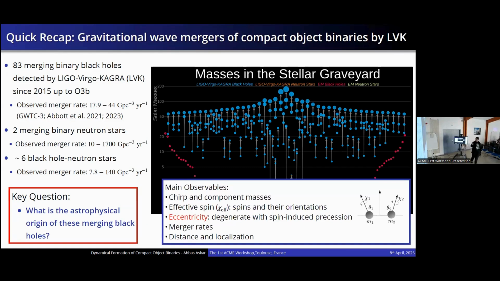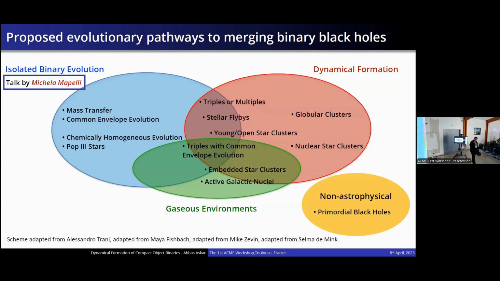And just to also remind you that each observable also informs us about the masses of these merging compact objects, something known as the effective spin, which describes the spins and their orientations with respect to the plane of the orbit, and possibly eccentricity, but that's complicated, and merger rates and distances and localization as extrinsic properties. So what is the astrophysical origin of these black holes?